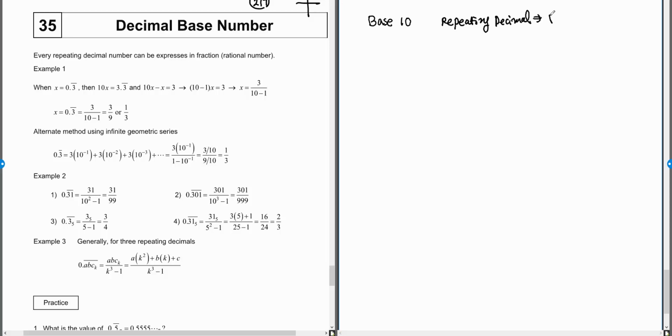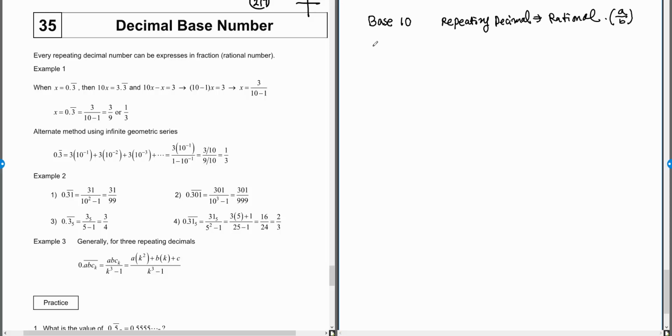We know this is a rational number. But what is a rational number? The number in this form, a over b, which is a fraction. Okay, we can change it into a fraction. So how do we change the repeating decimal into a fraction?